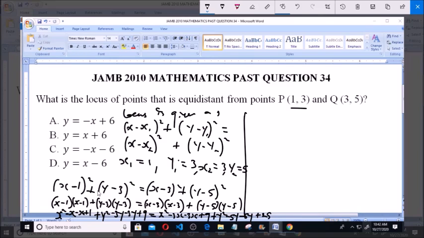Now looking at this, you can see that this x square here, we cancel this x square here. This 9 also can cancel this 9 here. So cancel the 9 here. And also this y square, we cancel this y square here.